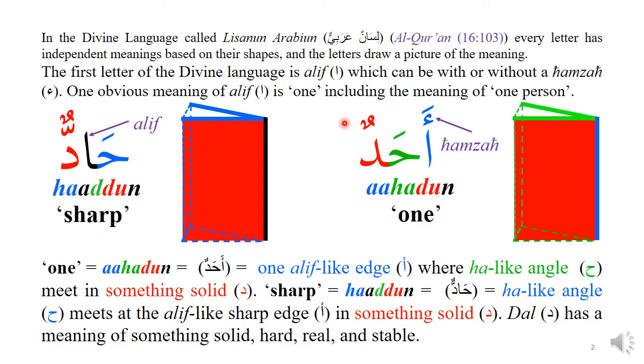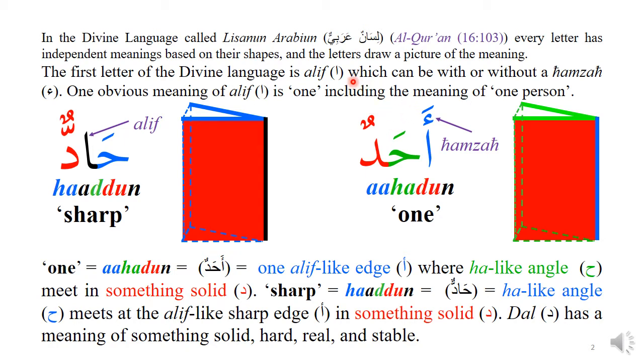As you know, my theory is that the divine language is called Lisan Arabian, and in this language every letter has independent meaning based on its shape, and these letters draw a picture of the meaning, as I have just shown you for the nabat, or a plant. Now let's go a little bit systematically.